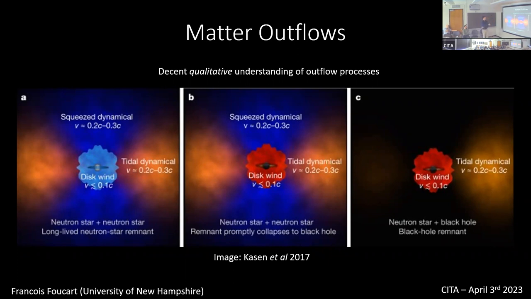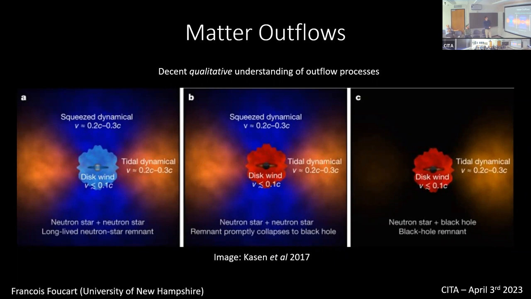So here are three of the main types of outcome that we can expect and different types of outflows. The fourth type that is not shown here is the black hole neutron star merger where the neutron star does not disrupt. It would be entirely black. There is nothing. The neutron star falls into the black hole. There is no outflow. It's not extremely interesting.